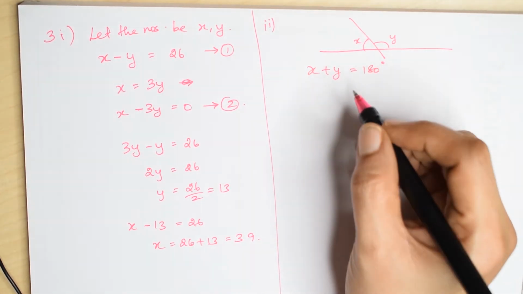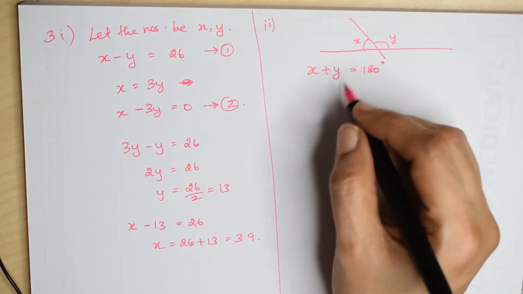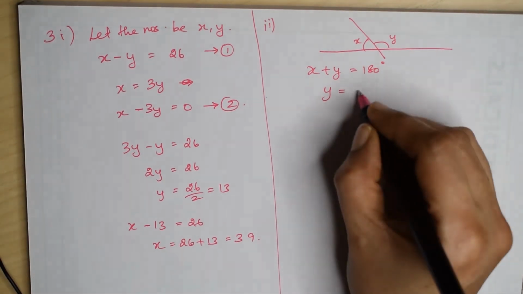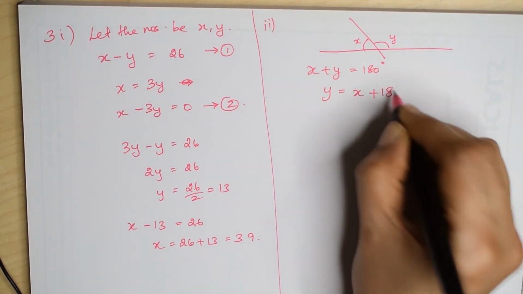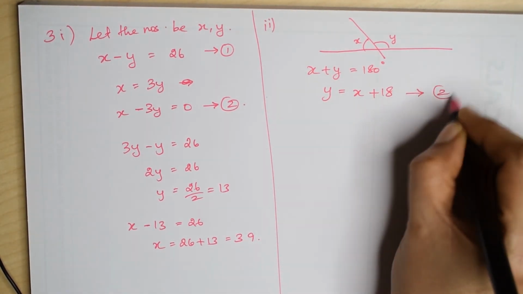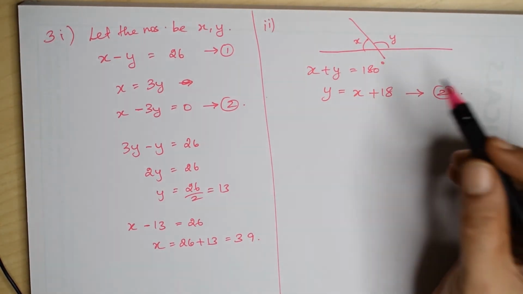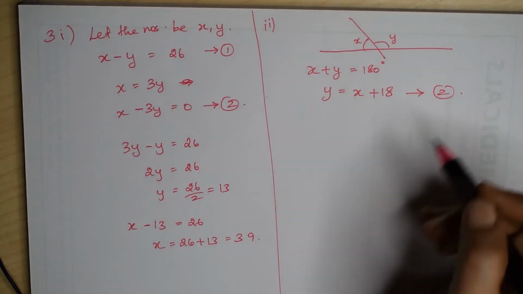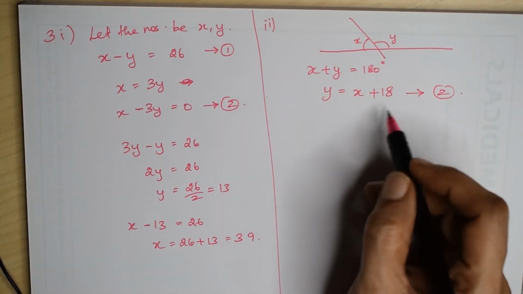Here I have drawn y as bigger, right? So I will write y is equal to x plus 18. This becomes the second equation. I have drawn y bigger. We could write it as x also, but since I have drawn y bigger, I am writing y is equal to x plus 18.